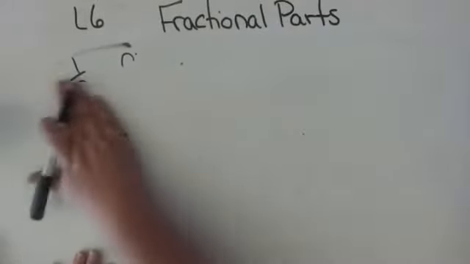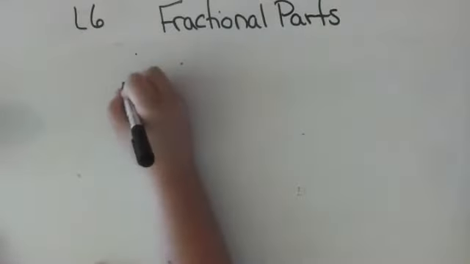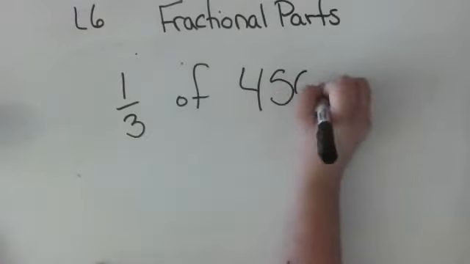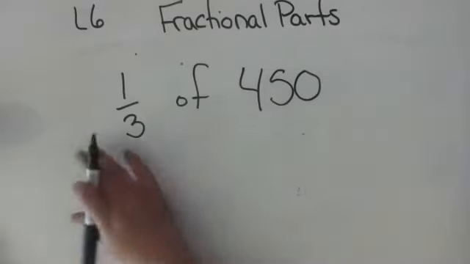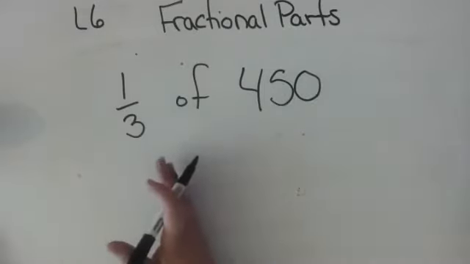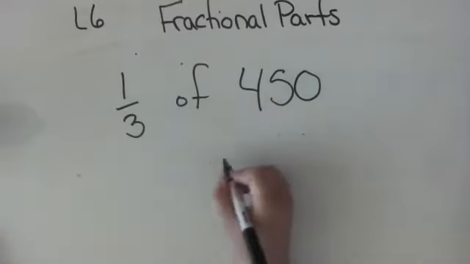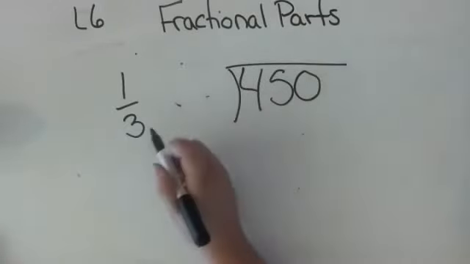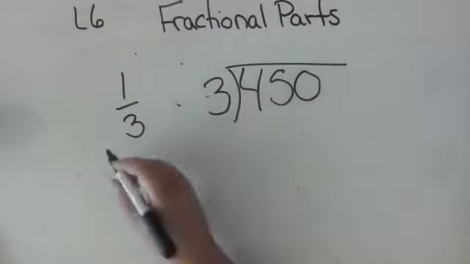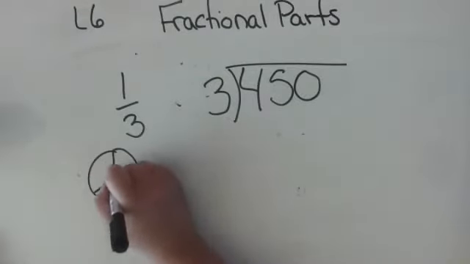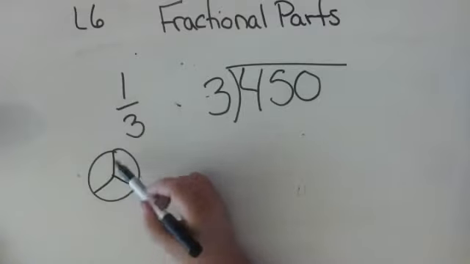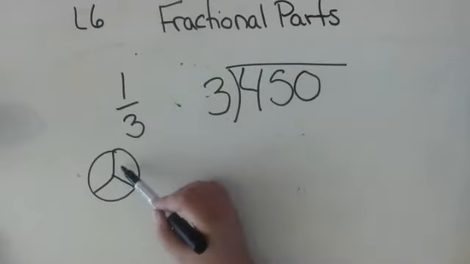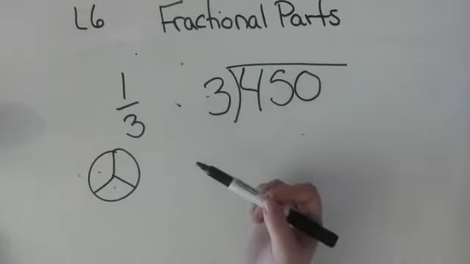Let's look at another one. Let's look at 1/3 of 450. Now, same thing that we did for a half, we are doing for a third. So we're going to take 450 and we're going to divide it by the denominator, by 3. Because if we have our 3 equal groups, we are taking 450 and saying how much of 450 would be in each piece of my 3 groups.